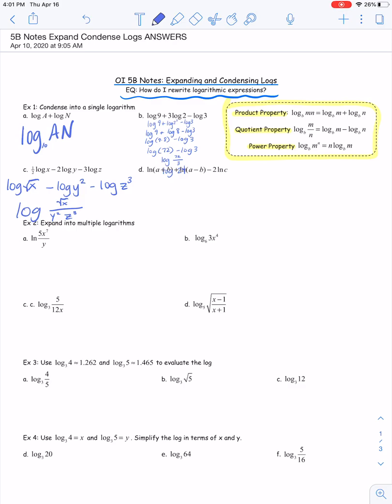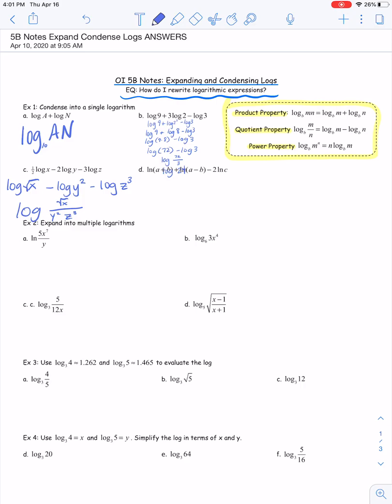Okay? And in the fourth part of this example, part D, I'm looking through, I have the natural log, and remember natural log has a common base of e, so the natural log of a plus b plus the natural log of a minus b minus 2 natural log of c.